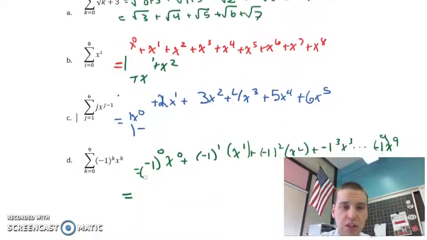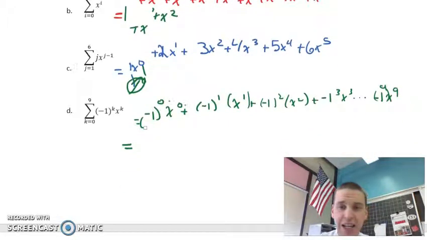The next one, again, it's not working great. You get x to the 0 plus 2x plus 3x squared plus 4x cubed. Know that x to the 0 can just be written as 1. And so it should be 1 plus 2x plus 3x squared plus 4x cubed.